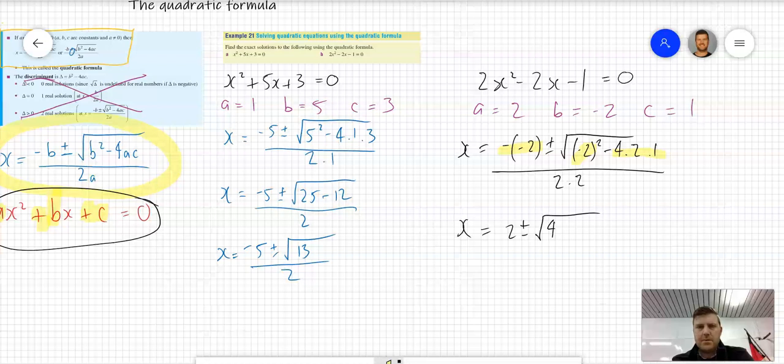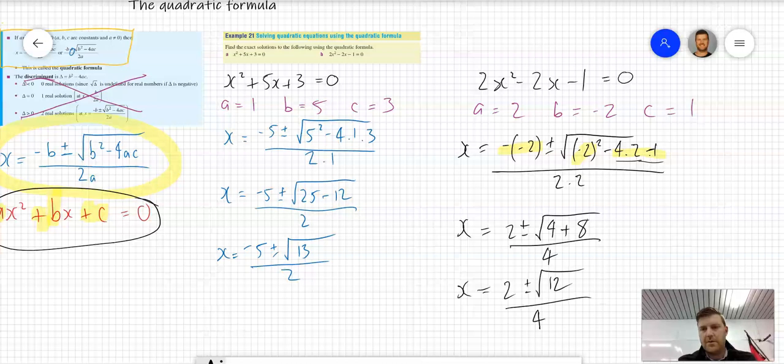-4 times 2. That value of c, my apologies, is a -1. So -4 times 2 is -8 times -1 is +8. Okay, so that's +8 in there, all over 2 times 2, which is 4. Okay, now I've got x equals 2 plus or minus root 4 plus 8 is 12, all over 4.